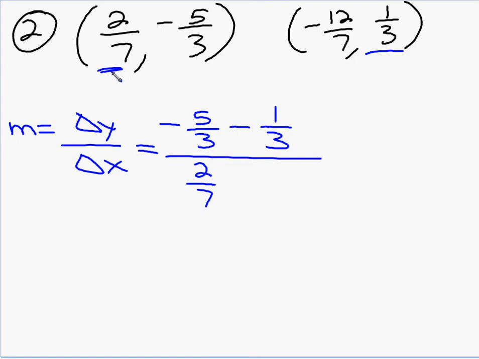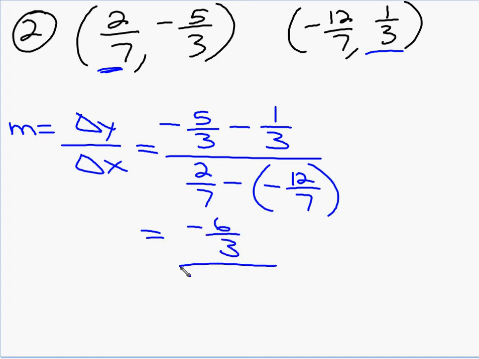2/7. Okay, now I'm doing the x's, minus negative 12/7. If you try to skip steps on these, I'm telling you, you'll make mistakes. It's a short problem anyway, so don't skip steps. So now on top, I've got like signs, and I already have a common denominator. So the top is going to become negative 6 thirds. The bottom is going to become 2/7 plus 12/7. So that will become 14/7 on the bottom. This one worked out easy anyway, because they're both whole numbers. So this will be negative 2 over 2, which is negative 1.